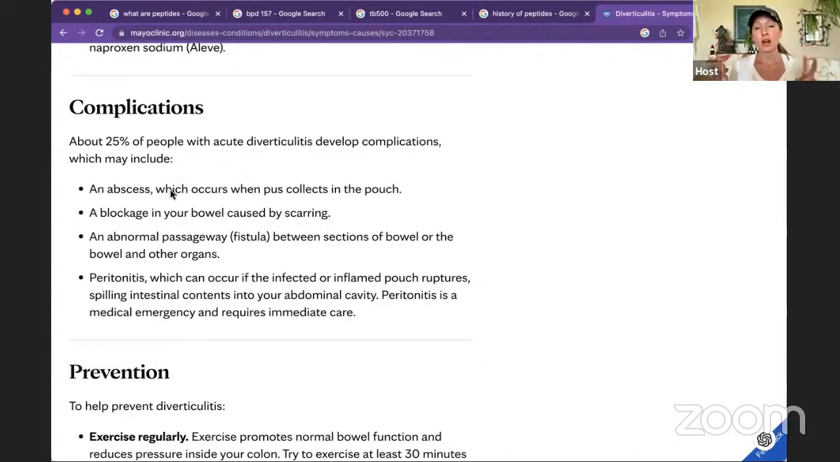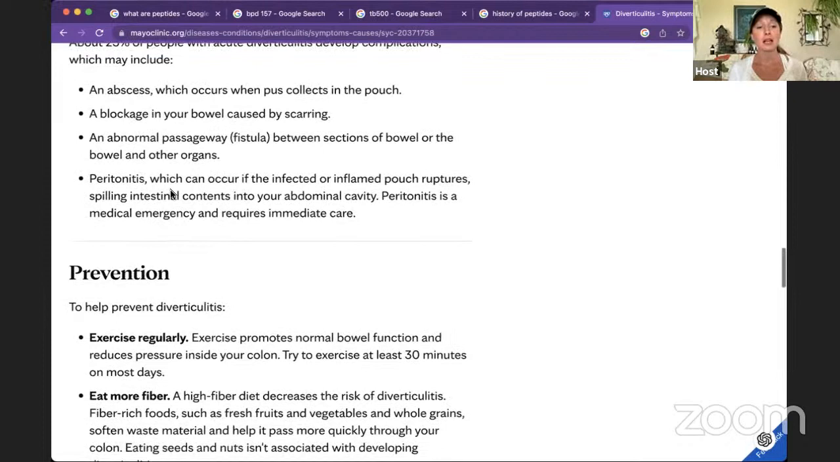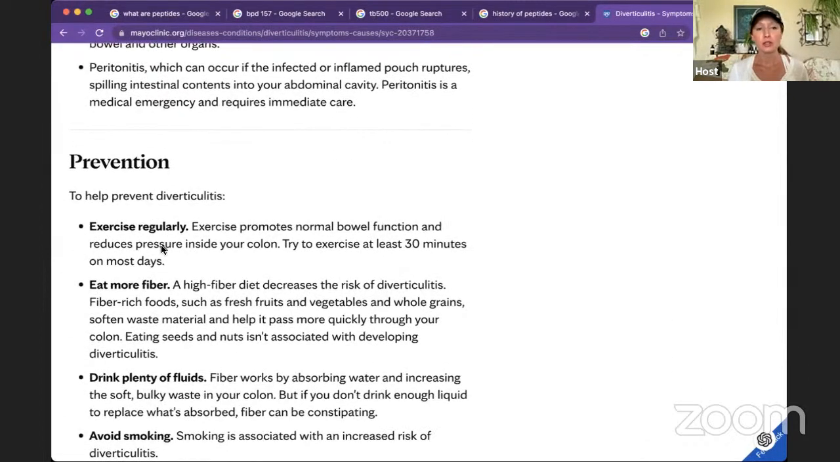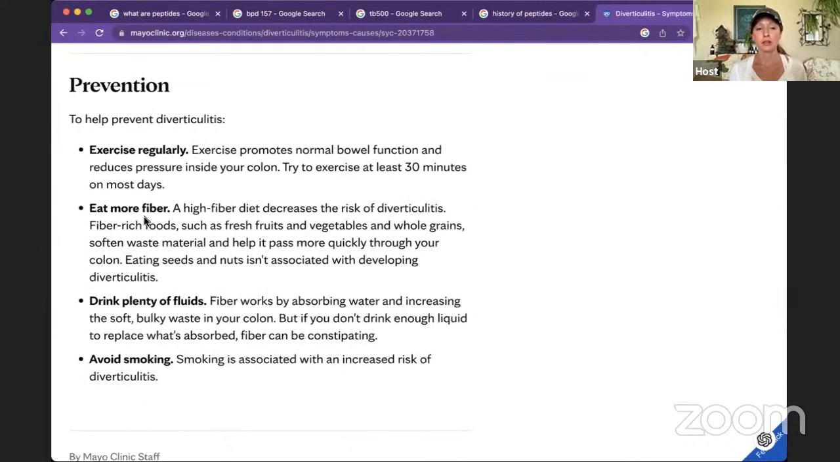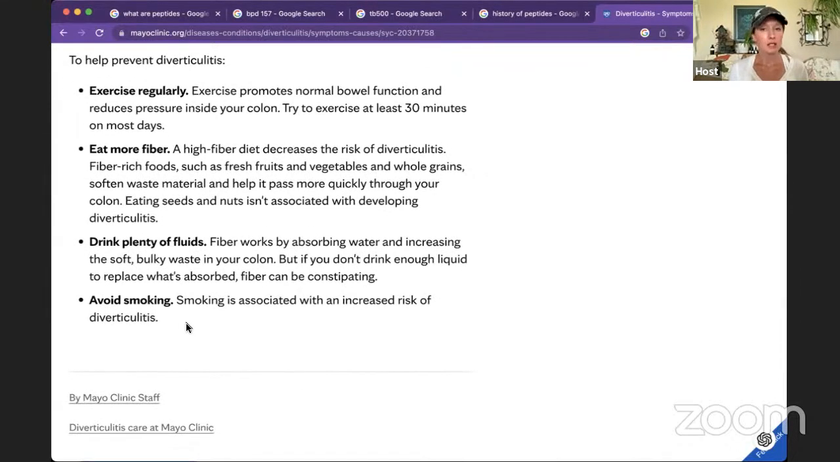What the doctors thought is diverticulitis, but this person suspects was actually something else, because he was exercising regularly. He was eating a fair amount of fiber, drinking plenty of fluids, and he does not smoke. And one of the things that aggravates diverticulitis is skin on fruits and vegetables, as well as seeds. And those had never bothered him.